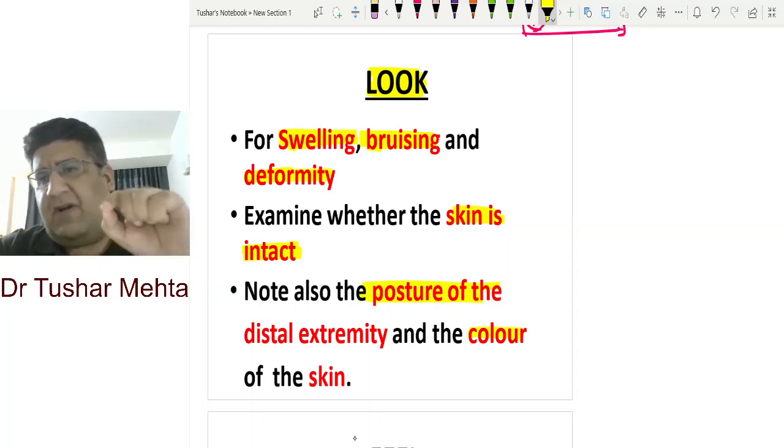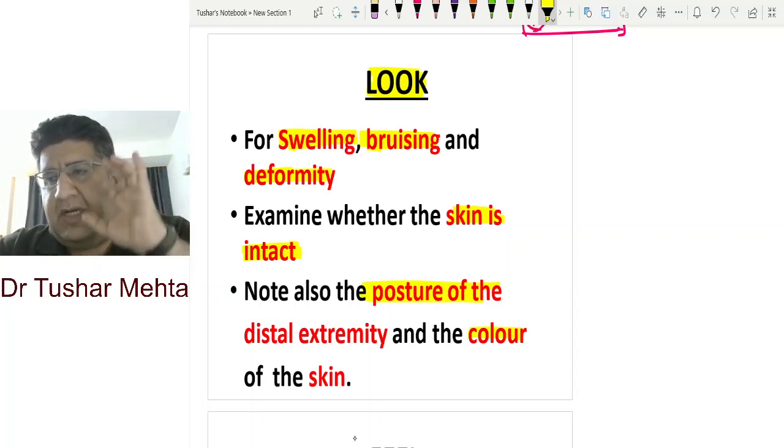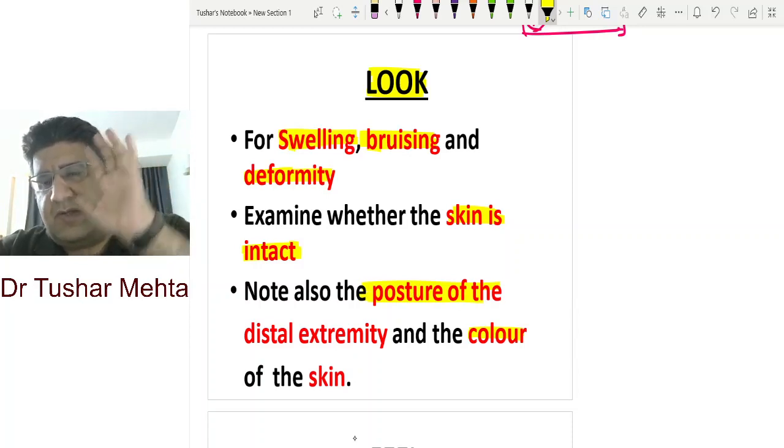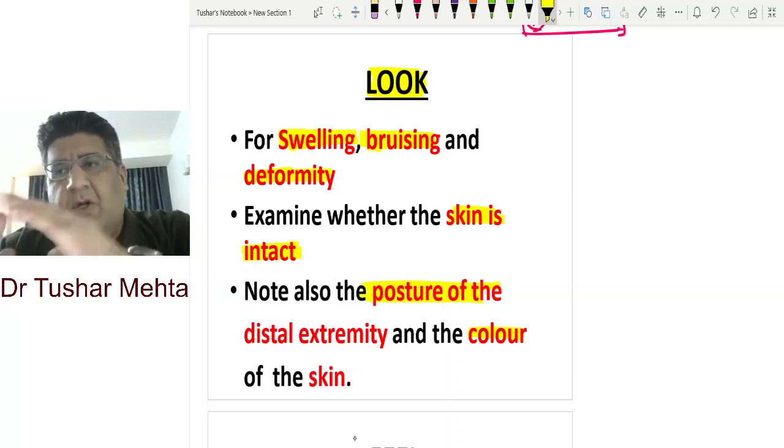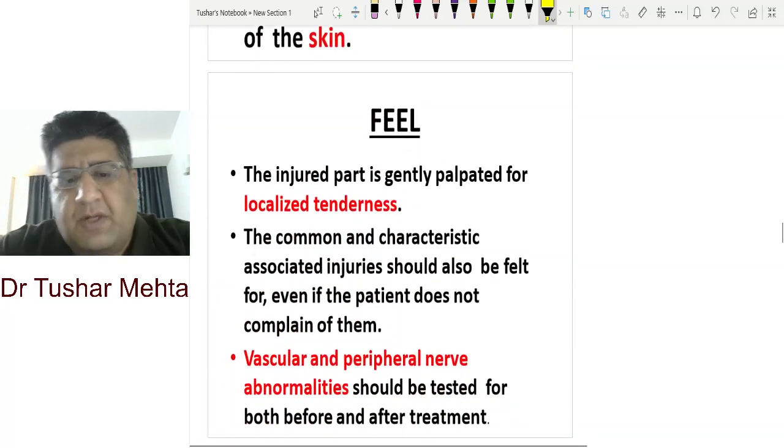So you will get 45 seconds and you have to just keep looking for swelling, bruises, any deformity, what about the overlying skin, what about the color of the skin, whether there is any tenting or not, ecchymosis or not, bruises or not.